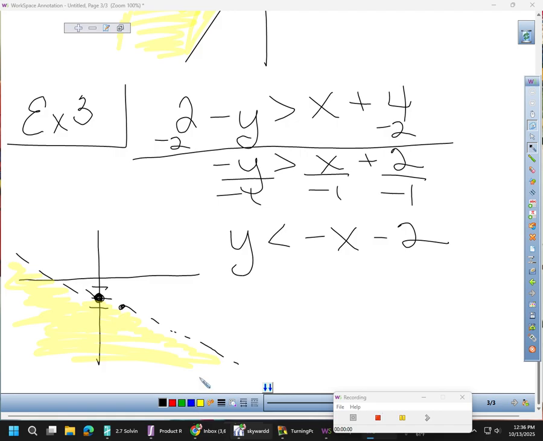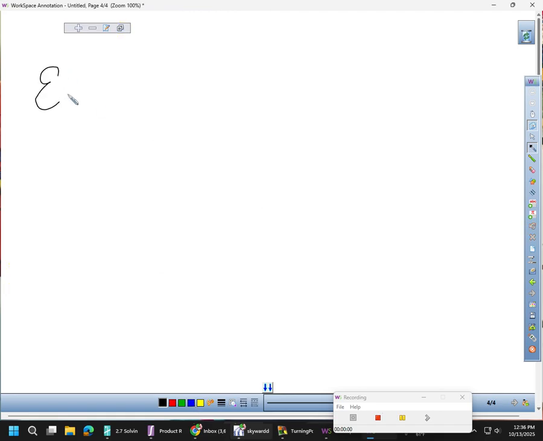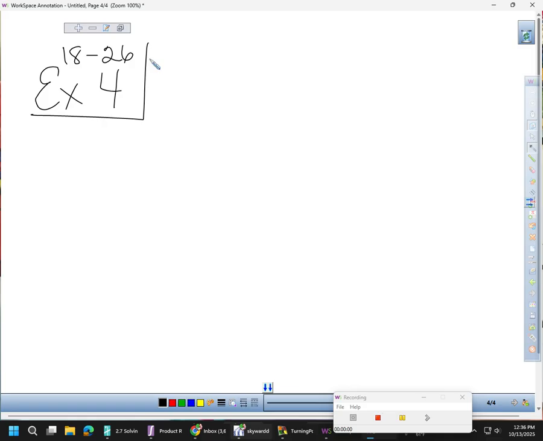All right. Let's go with example number 4. Moving on to 18 through 26. Let's say I have, how about, y minus 4 is greater than or equal to the absolute value of x plus 2.